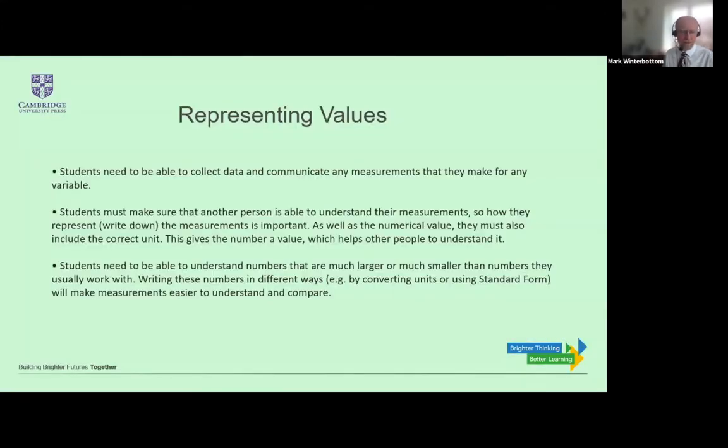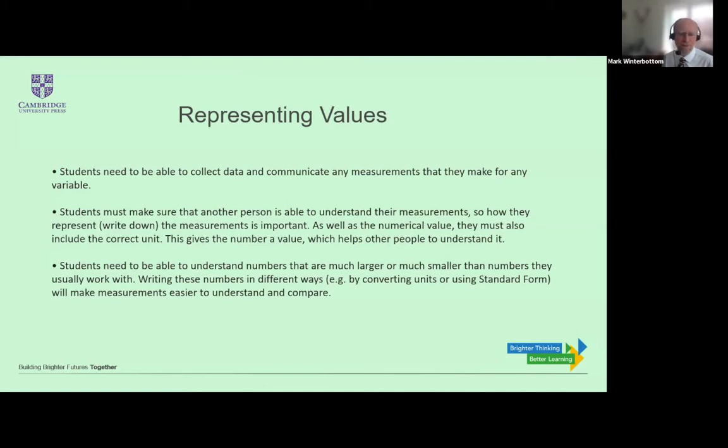So representing values, you can see what it means on the screen. Students should be able to collect data and communicate the measurements they make. They should make sure that another person is able to understand their measurements. So how they write down those measurements is important. They must include the correct unit because it gives a number of value which helps other people to understand it.